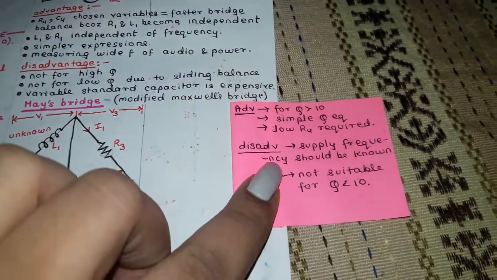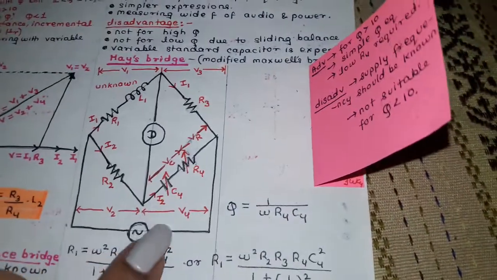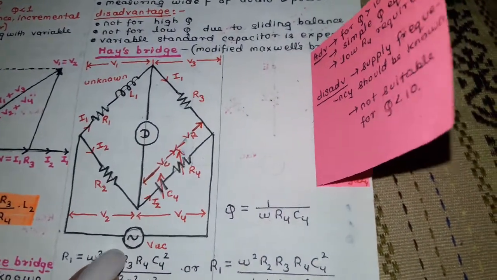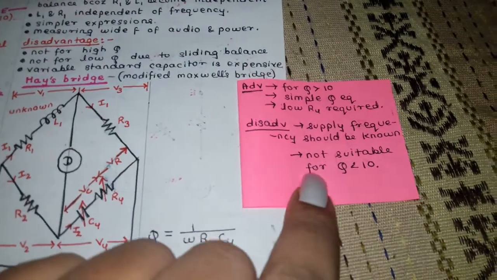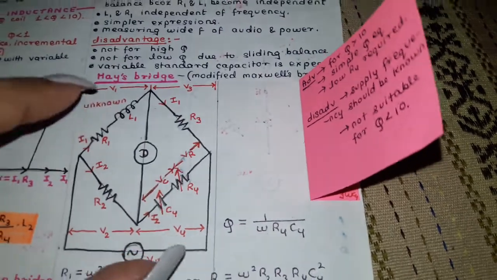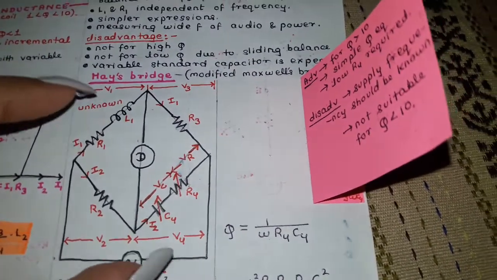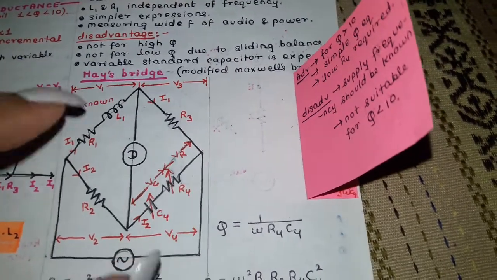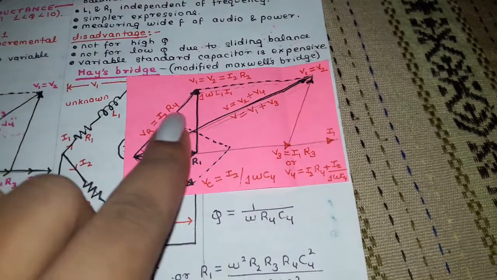Then we have certain disadvantages, which are that the supply frequency should be known. The frequency of the supply you are using over here should be known. Then it is not suitable for quality factor less than 10. This method is very good for finding the inductance of a coil whose quality factor is greater than 10, but it is not preferred if your quality factor is less than 10. This is all about the Hayes bridge.